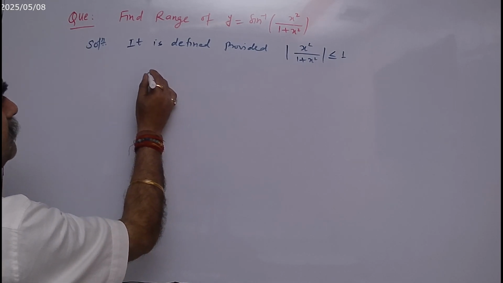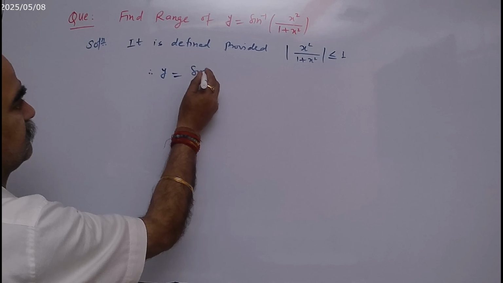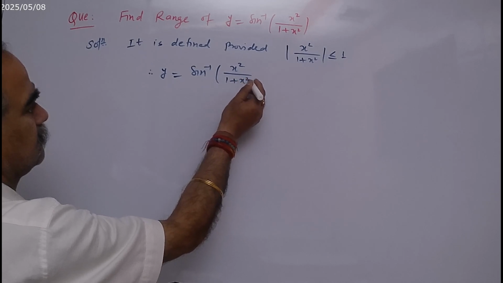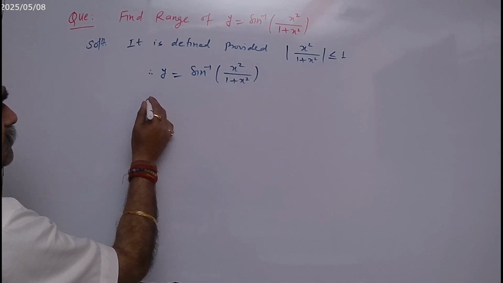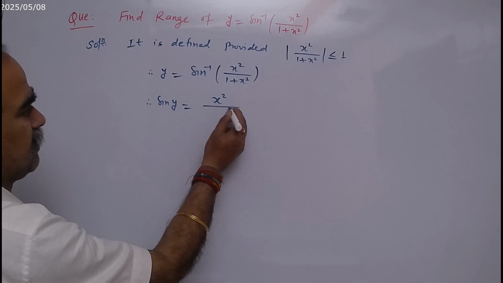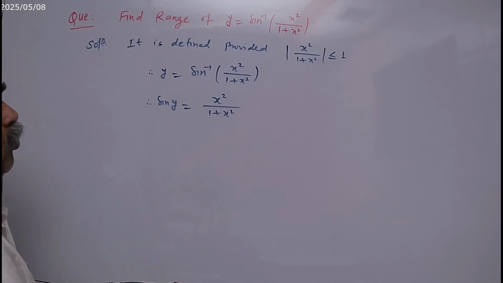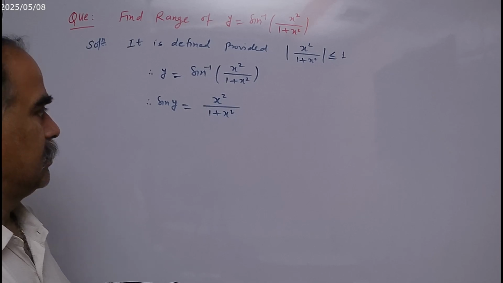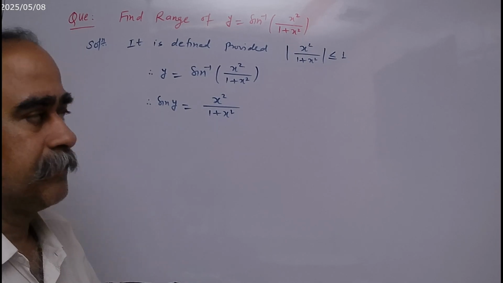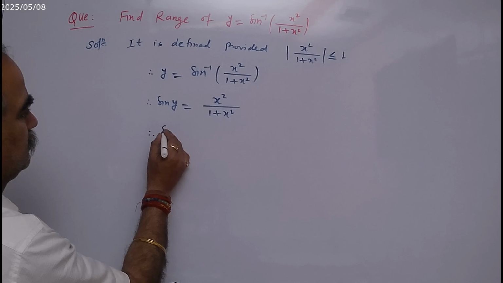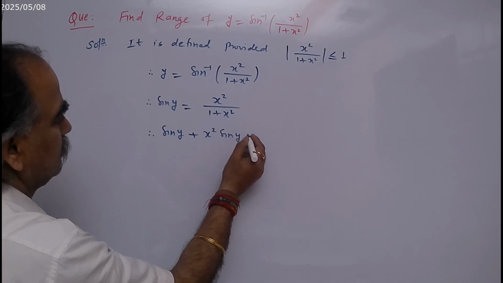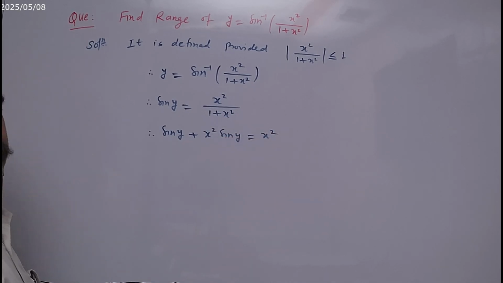So y is what? Sine inverse of x square upon 1 plus x square. Therefore sin y will be what? x square upon 1 plus x square. Now cross multiply and we will convert x in terms of y. So cross multiply: sin y plus x square into sin y is equal to x square.